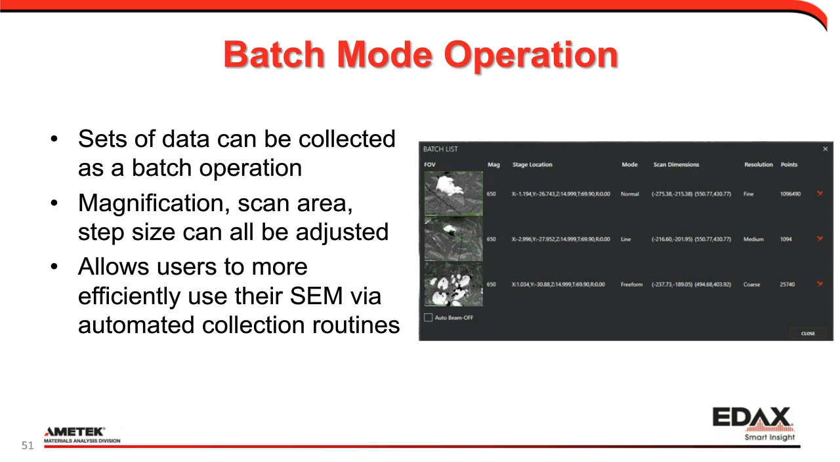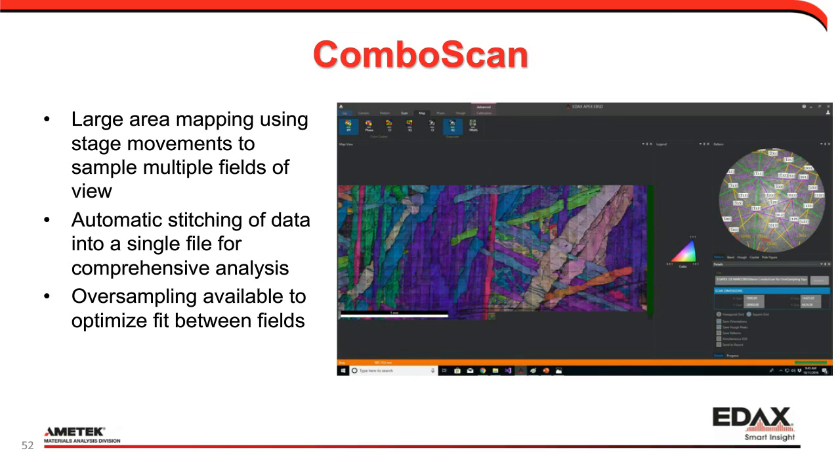The other application where this is very useful is a combo scan. By combo scan, what we're doing is collecting data from a large area by taking a regular scan, then moving the stage to an adjacent area and collecting another one, repeating this process and then stitching it back together. For this, there's a number of features we've put into APEX to improve this process. First, there's an automatic stitching routine to put things together into a single file. There's oversampling that's available if you want to optimize the fit between adjacent fields.